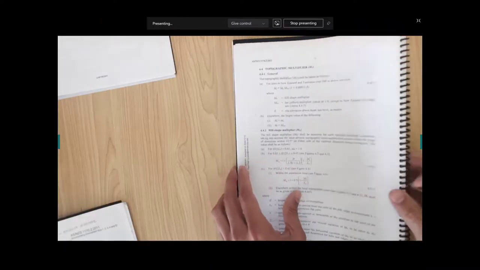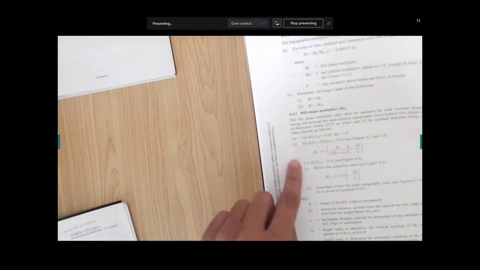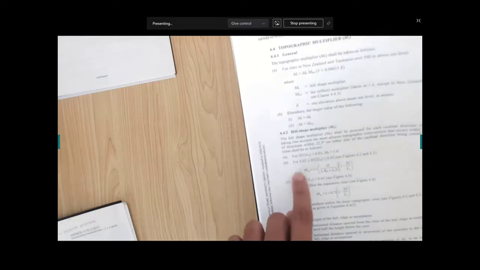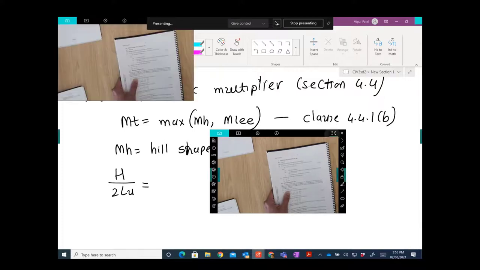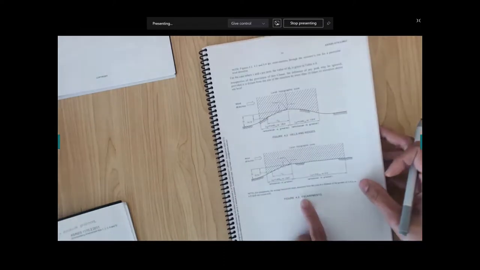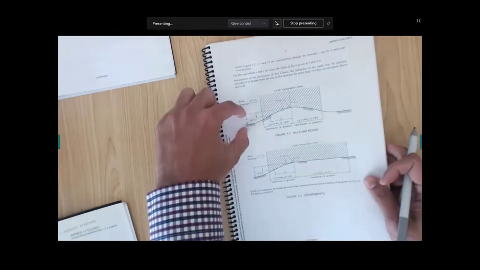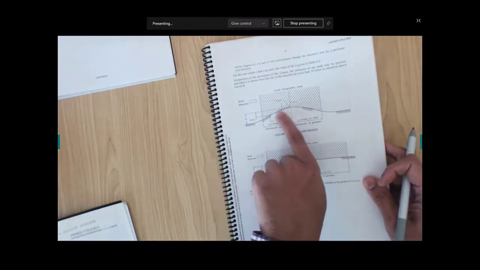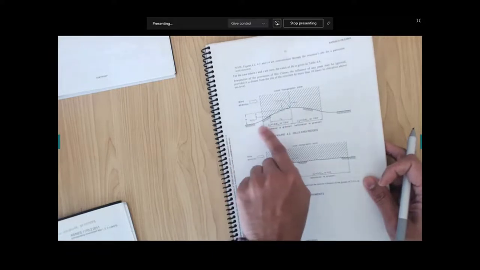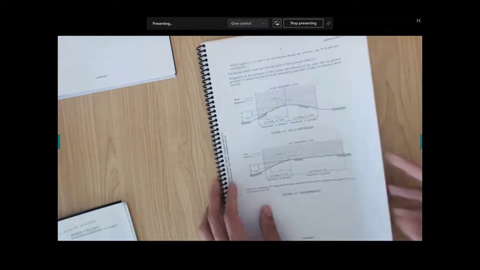This information is given here. There are three different categories to get the MH. If H over 2 LU is less than 0.05, you have MH. So we need to calculate this H over 2 LU to get the MH. Now what is H? If you turn the page over, they have given you this information. In figure 4.2 and figure 4.3, you have this H. This is basically how high your structure is, where it is sitting from the ground level. So that is the H. I can find that one.